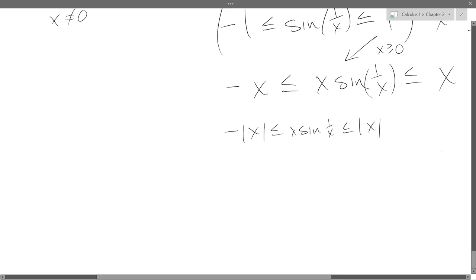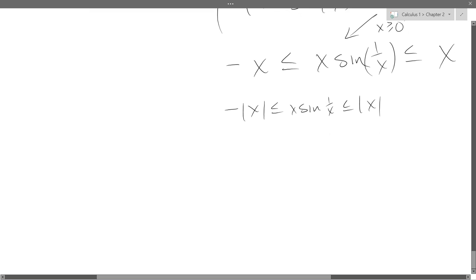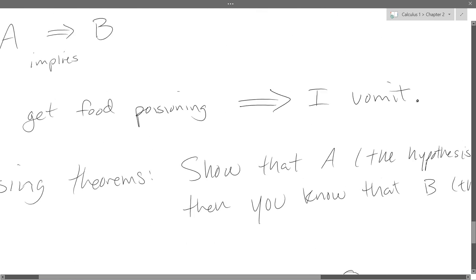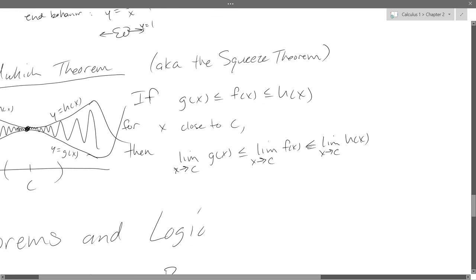So what theorem did we just look at before this? Sandwich theorem. There we go, sandwich theorem, or squeeze theorem, depending on what book you're using or who you're talking to. The big thing I talked about with theorems is you have to make sure you satisfy their hypothesis, and then you can use the conclusion. So what is the hypothesis? We'll scroll up a little bit. If. So it's what comes after the if before the then. So it goes: if hypothesis, then conclusion.